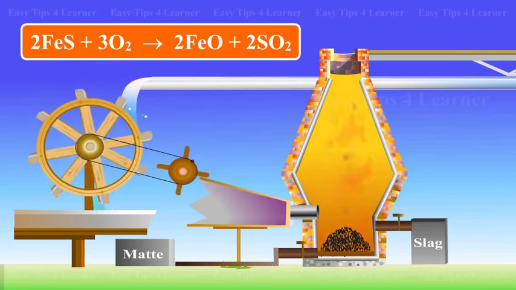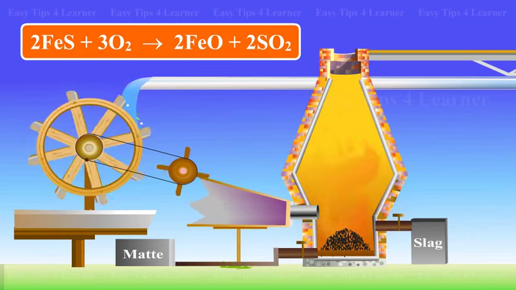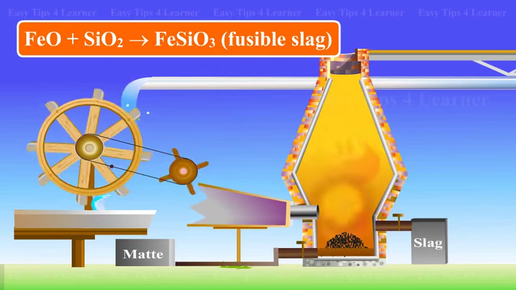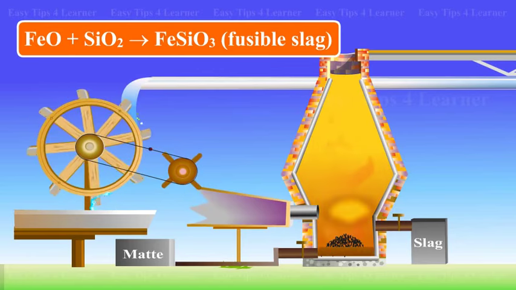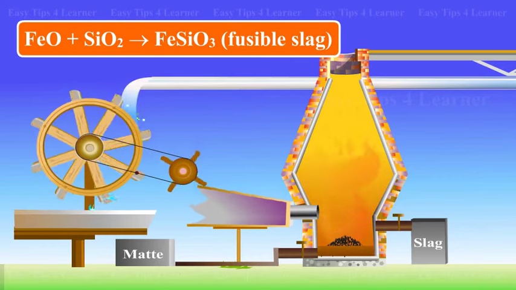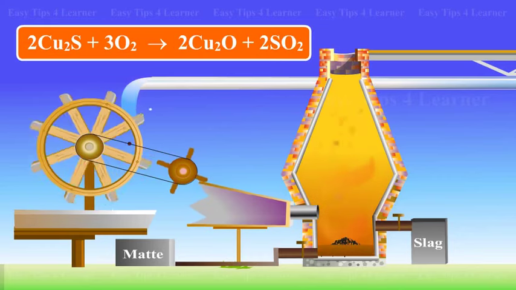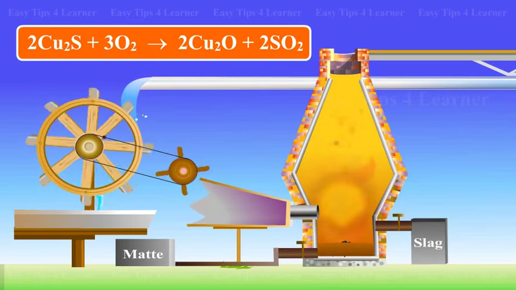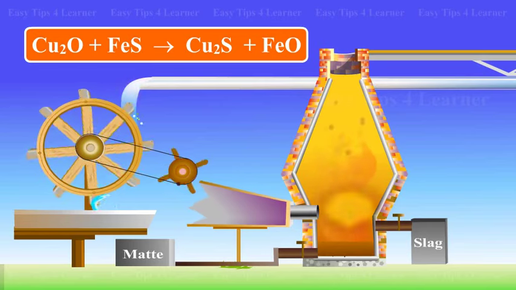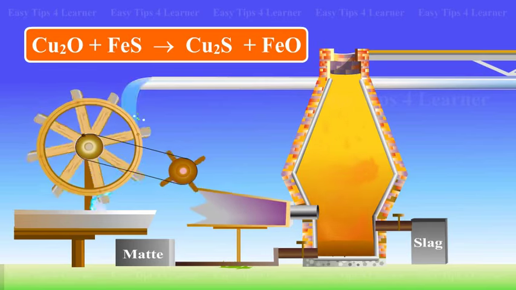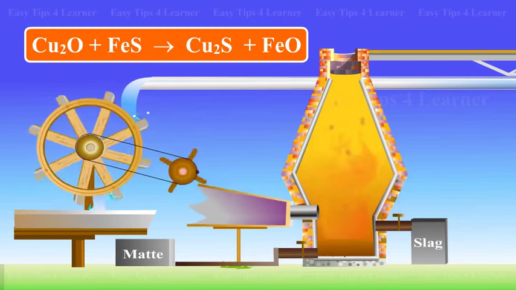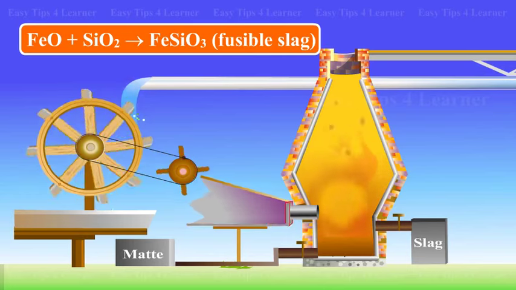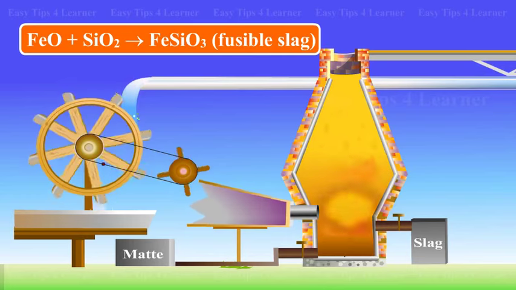Iron sulfide plus oxygen gives iron(II) oxide plus sulfur dioxide. Iron oxide plus silicon dioxide gives ferrosilicate, that is a fusible slag. Copper glance plus oxygen gives cuprite plus sulfur dioxide. Cuprite plus iron sulfide gives copper glance plus iron oxide. Iron oxide plus silicon dioxide gives ferrosilicate, that is a fusible slag.